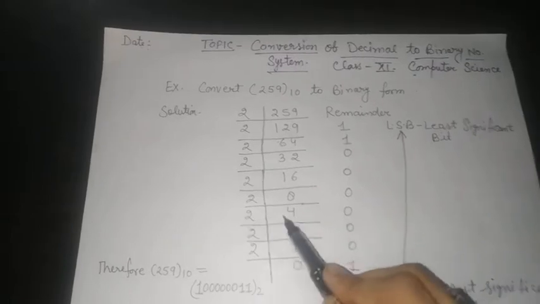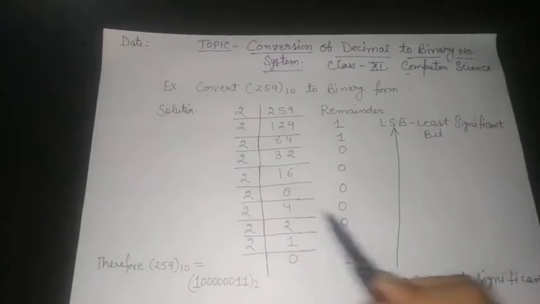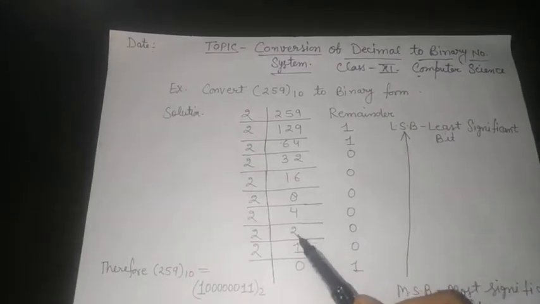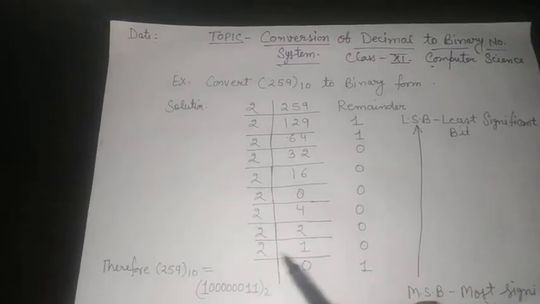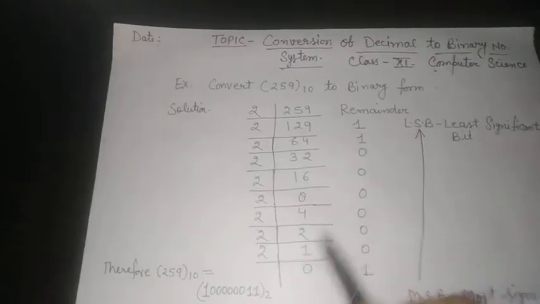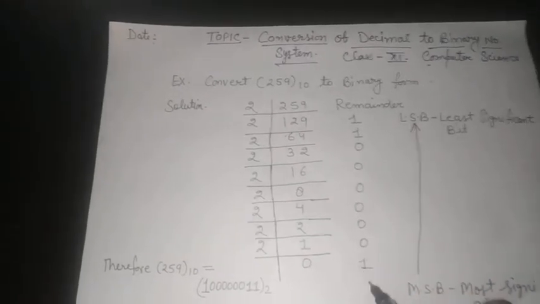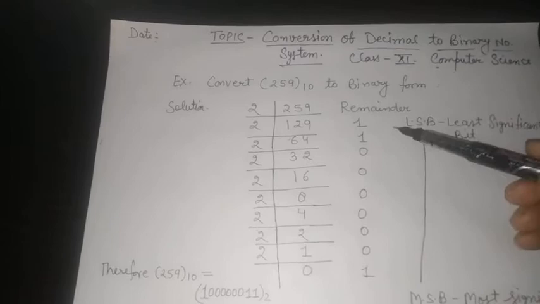Then 8 is also completely divided by 2, and we get the remainder 0. Then after that, we divide 4 by 2, and the remainder is 0. Then 2 divided by 2 gives quotient 1 and remainder 0. When we divide 1 by 2, we get quotient 0 and remainder 1. So that is the remainder.